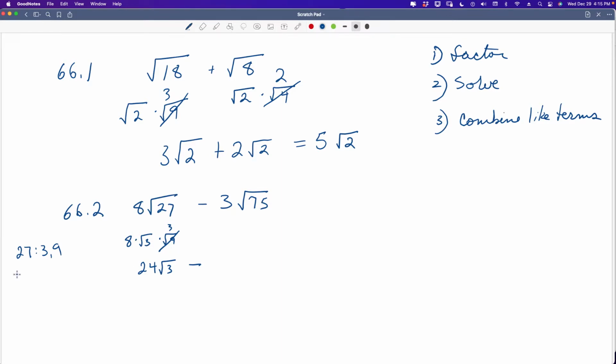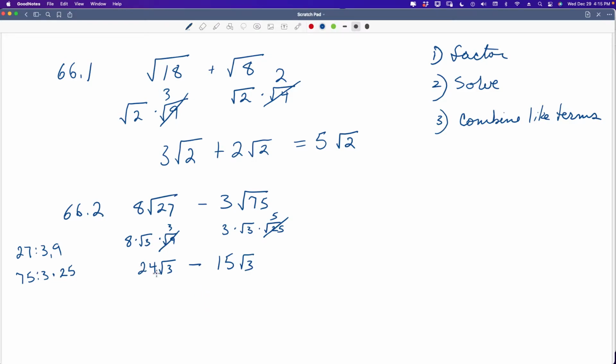And so I have this one. I know that the factors of 75 are 3 times 25, right? And I know that 25 is a perfect square. So that tells me I've got 3 times the square root of 3 times the square root of 25. We know that solves to be 5, so 5 times 3 is 15 times the square root of 3.